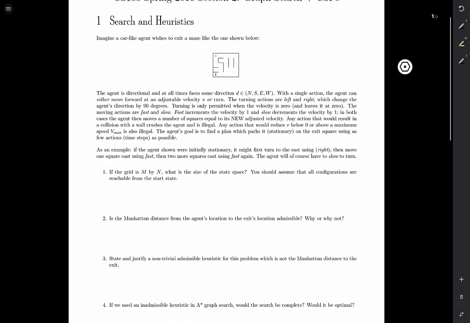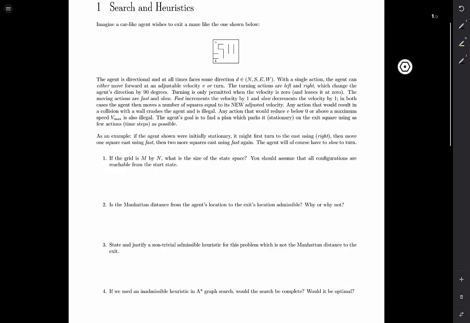So in this first problem, we're going to talk about search and heuristics. If you haven't read the problem, please pause the video, read the problem, and then I'll begin talking about number 1.